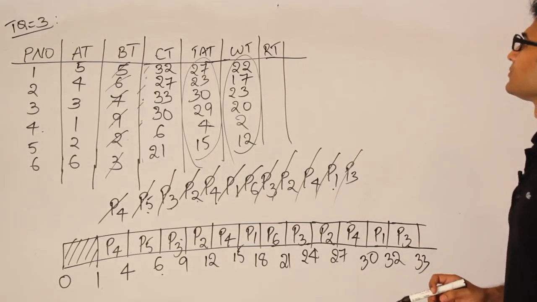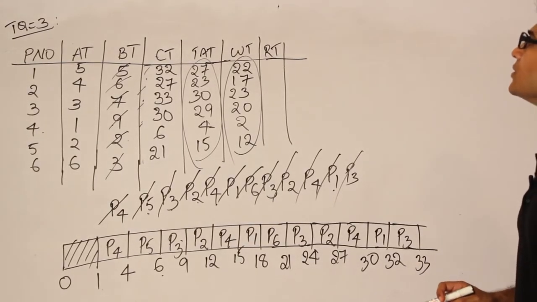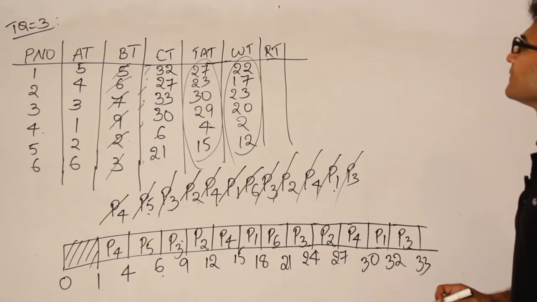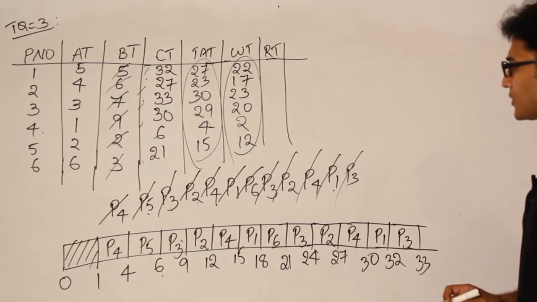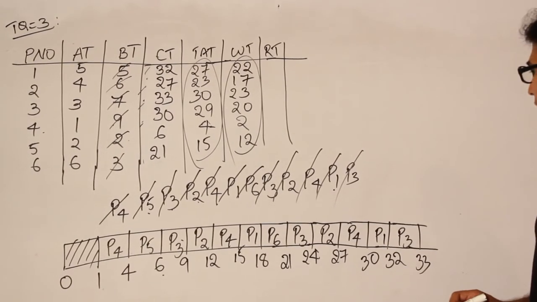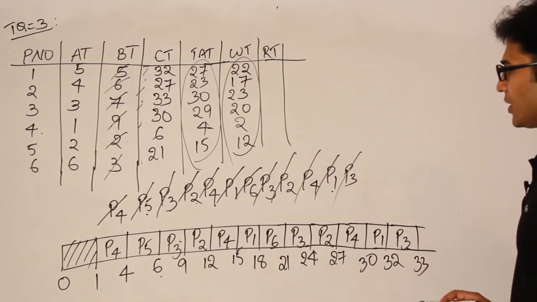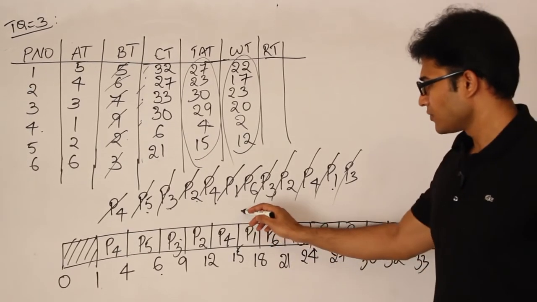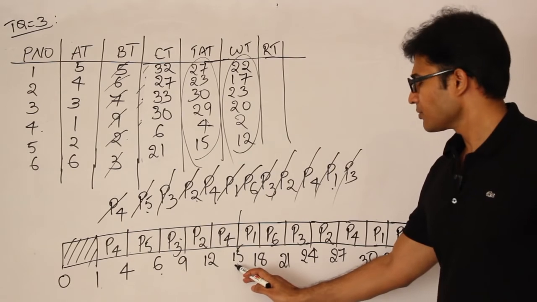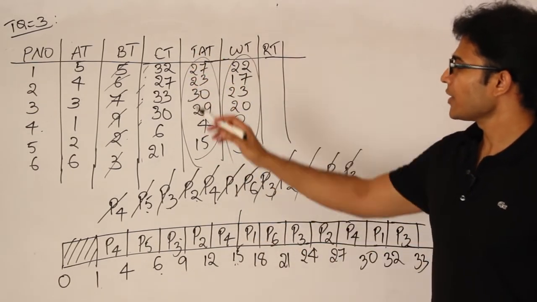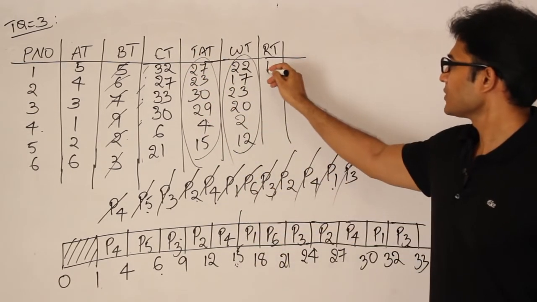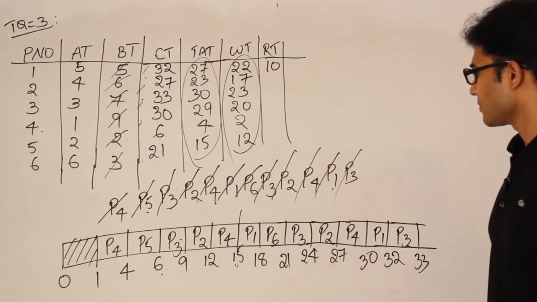Now see this, how can I find out this response time? Check this one for each one. When did P1 get scheduled for the first time? At the time 15. When did it arrive? It arrived at 5. Therefore 15 minus 5 is 10. So that is the response time for P1.